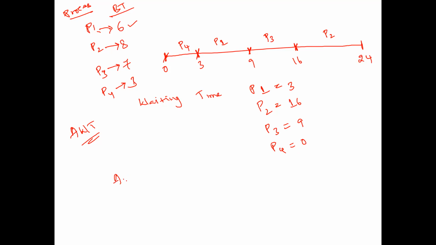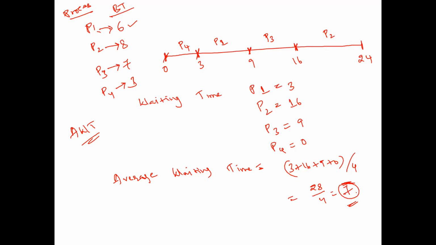Now calculate the average waiting time. Average waiting time is equal to P1 plus P2 plus P3 plus P4, divided by 4. So 3 plus 16 plus 9 plus 0, divided by 4. 19 plus 9 is equal to 28, divided by 4. 4 sevens are 28, so it is 7 units of time. So the average waiting time is 7.